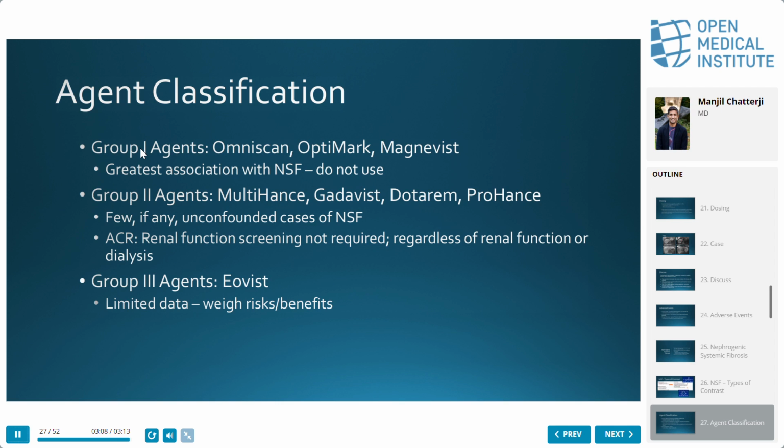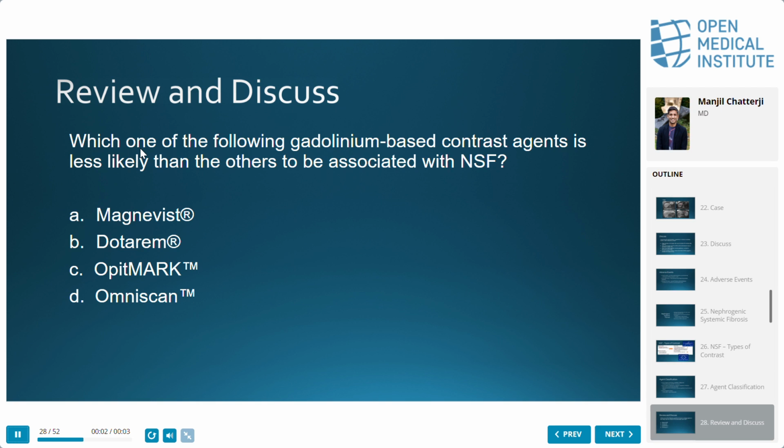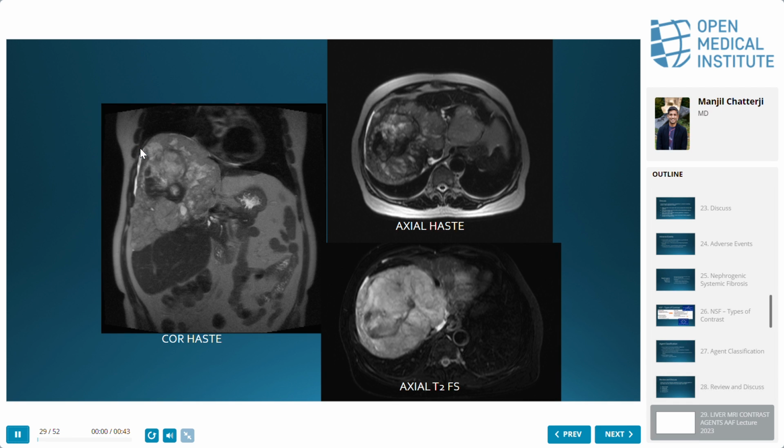So let's review and discuss. Which one of the following gadolinium-based contrast agents is less likely than the others to be associated with NSF? Dotarem, yeah, exactly. Good. So here's the first case. What do you guys think of this?